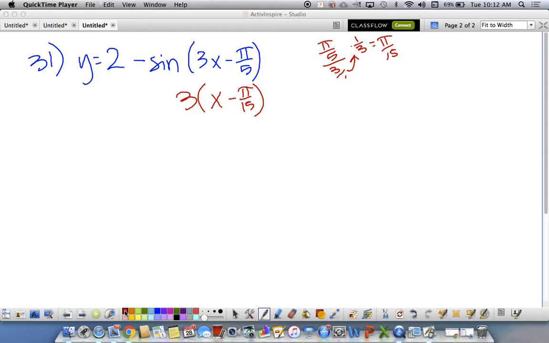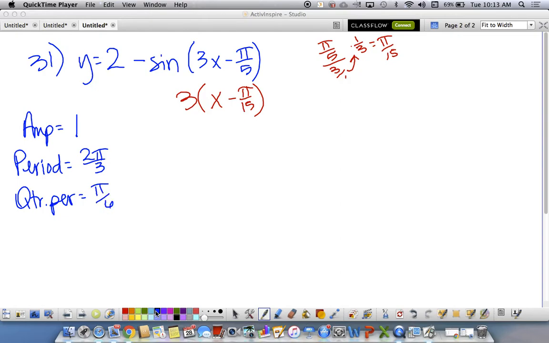If you want to move that 2 to the end, feel free. You don't have to. You can. So what is your amplitude? 1. It's the number with the sine. What is your period? 2 pi over 3. Not making this easy at all. What is the quarter period? Pi over 6.